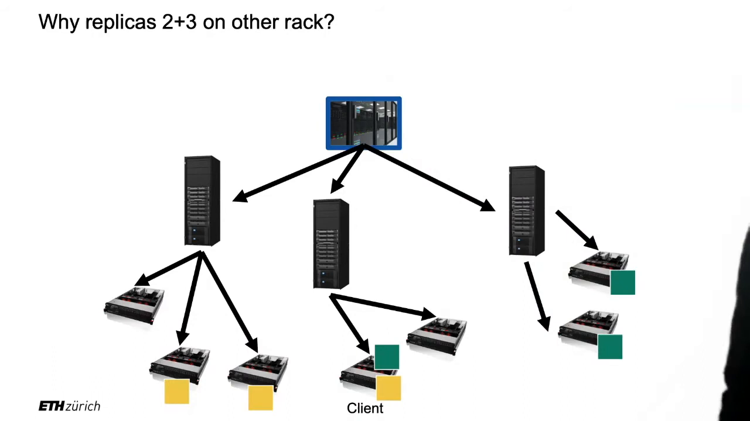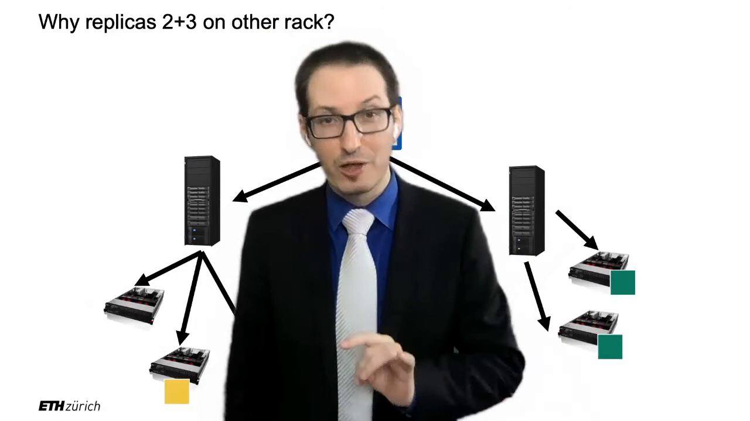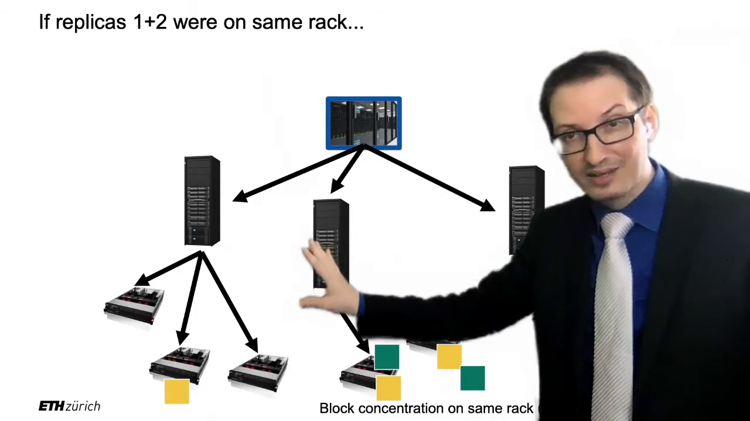Now, there are actually 2 questions that I can see you asking. The first question is, why replica 2 and 3 on another rack? Why do we not put the first 2 replicas on the same rack right there? Well, this is what would happen if instead we said, okay, let's put the first 2 replicas in that rack and then take another rack for the third replica.